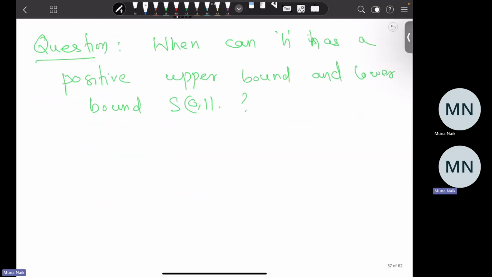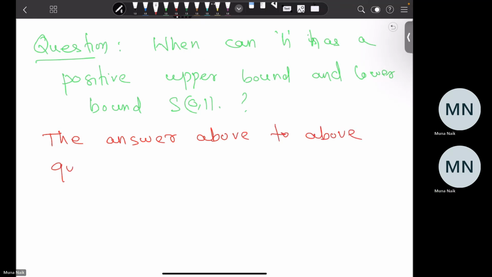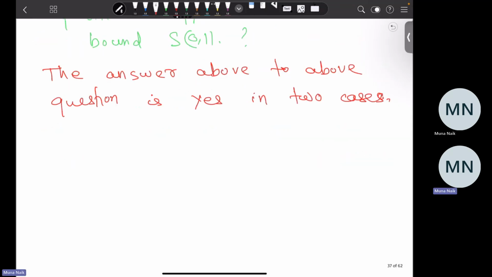So this will happen in two cases. The answer to the above question is yes, in two natural cases. First, if this S01 is compact.